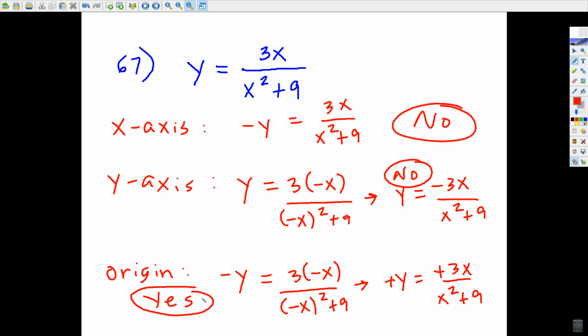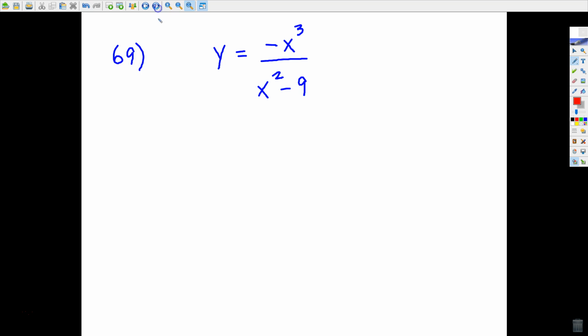Any questions so far? Okay, I've just got one more example to go through with you, and then I'm going to let you get started on this. So Lily, help me out with the x-axis symmetry test. All right, so x-axis gives me this.